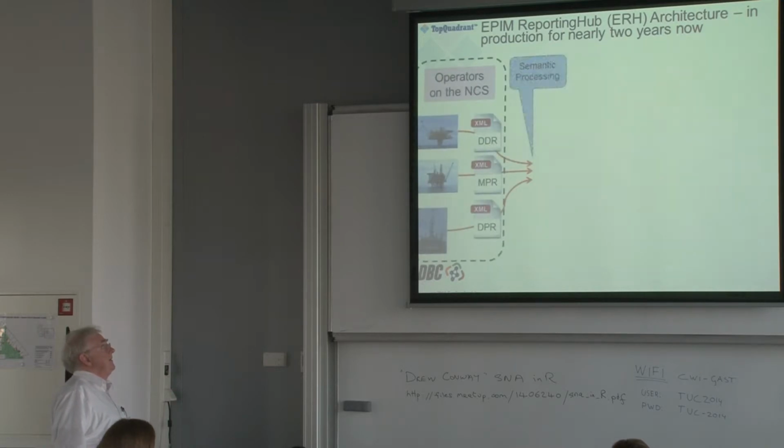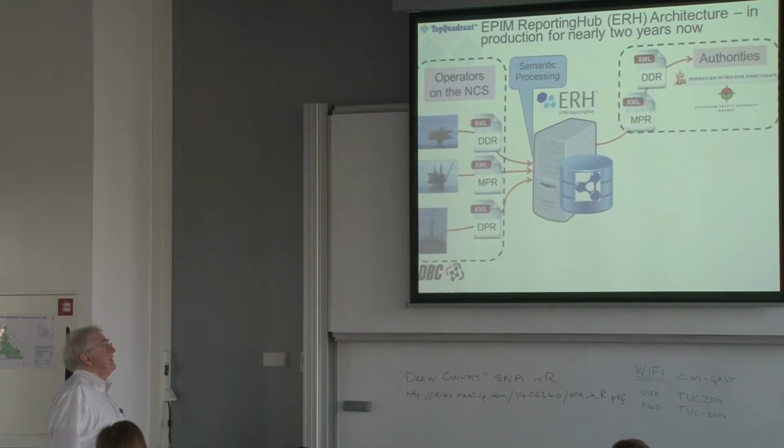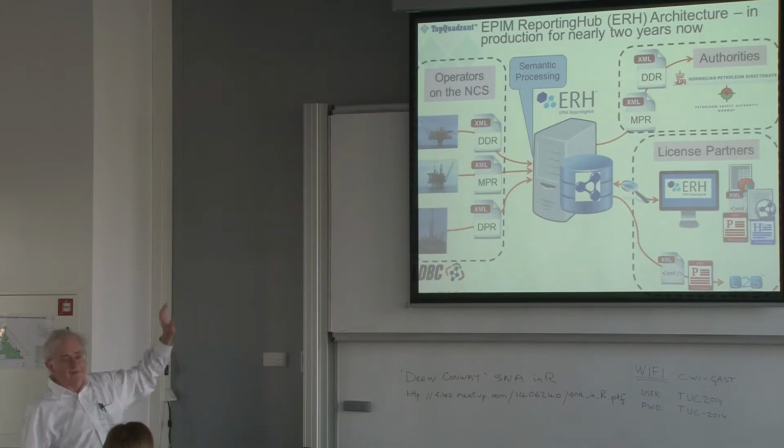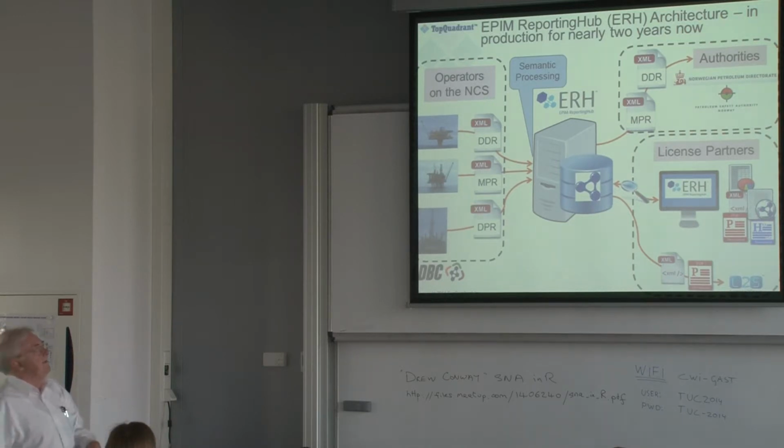So this is the reporting hub. It's got a lot of XML coming in from the oil rigs: the daily drilling report, the monthly production report, the daily production report. They get processed as RDF on that central piece of the picture, and the reports are sent either in XML or PDF to the various authorities and licensed partners.